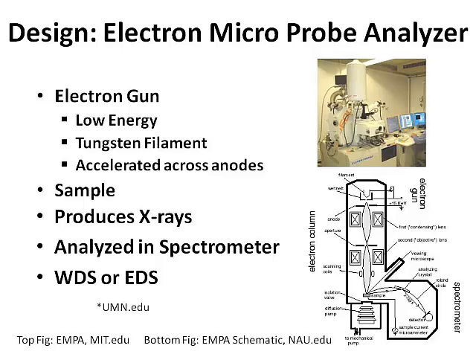Different electron microprobe analyzers use either wavelength dispersive spectrometry, WDS, which tunes into specific X-rays, or energy dispersive spectrometry, EDS, which counts all the emitted X-rays at once.